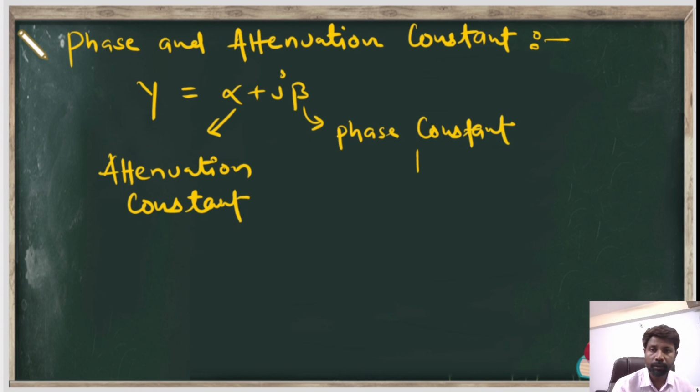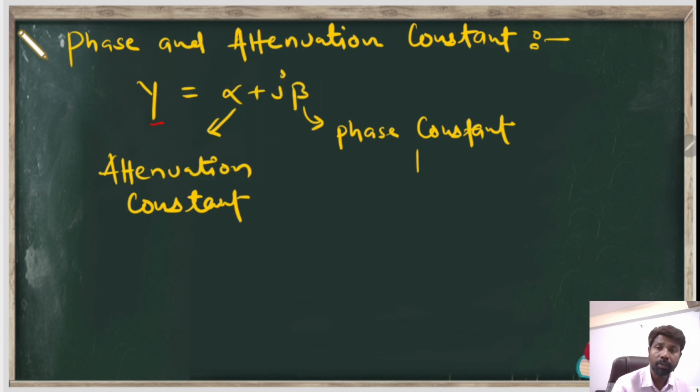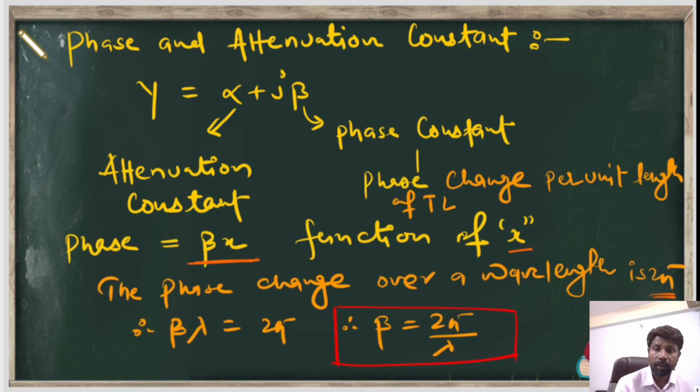In today's class, we will discuss phase constant and attenuation constant. Since propagation constant gamma is equal to alpha plus j beta, where alpha is the attenuation constant and beta is the phase constant. The phase change per unit length of the transmission line is the phase constant, and the phase of the wave is equal to beta x, which is a function of x.